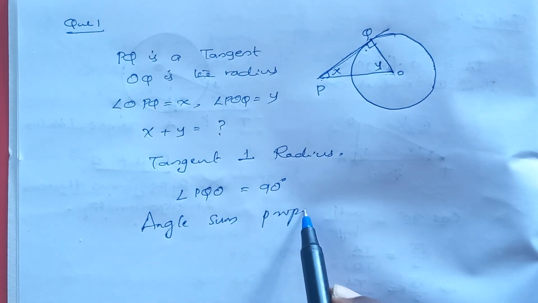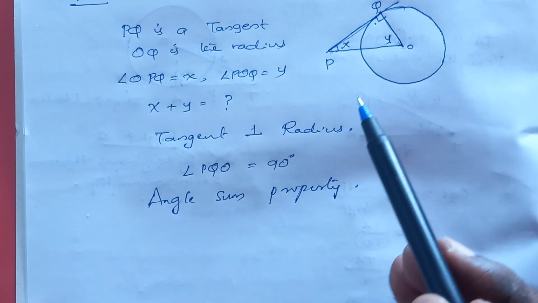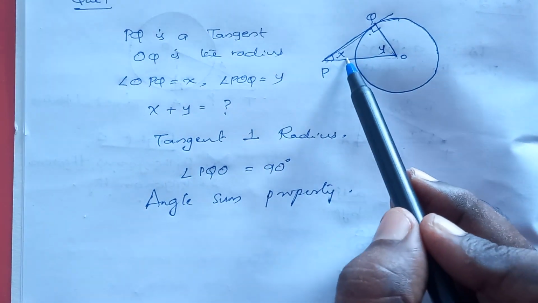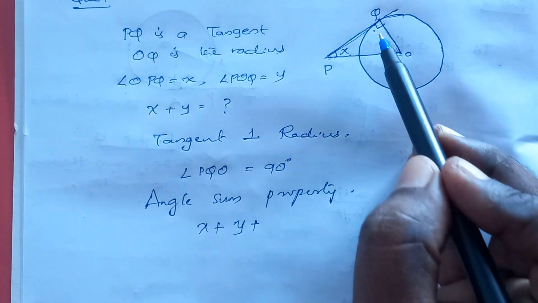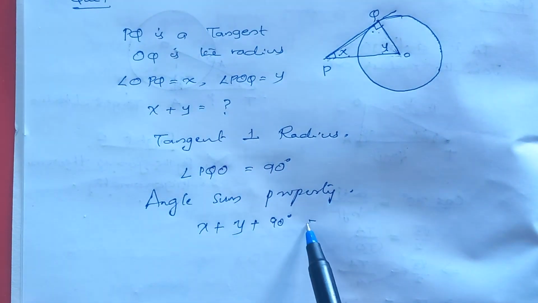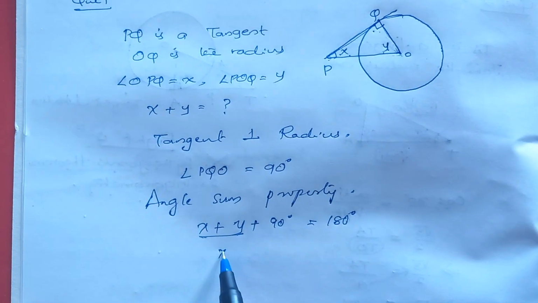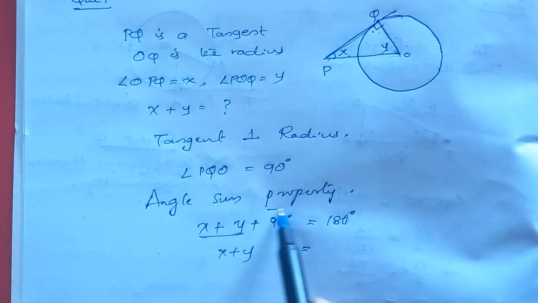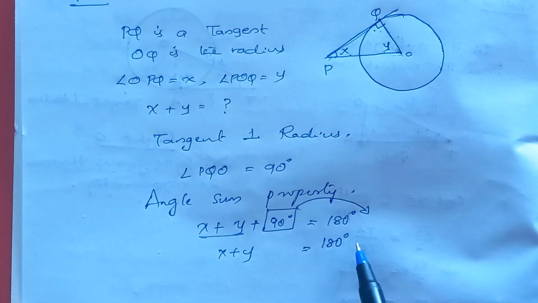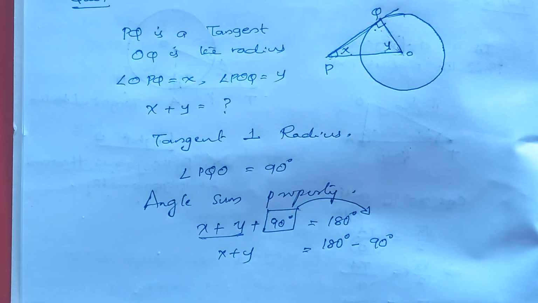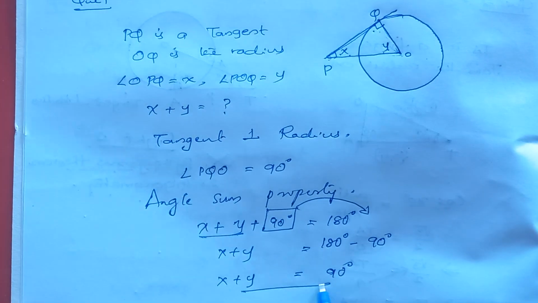So we can make use of the angle sum property. As per the angle sum property, X plus Y plus 90 degrees is equal to 180 degrees. From this we get X plus Y is equal to, transposing 90 to the right side, 180 degrees minus 90 degrees. That is, X plus Y is equal to 90 degrees as a result.